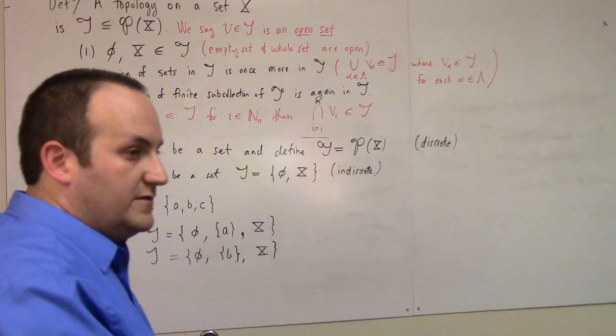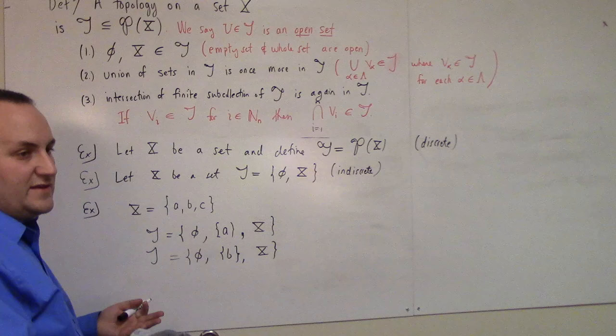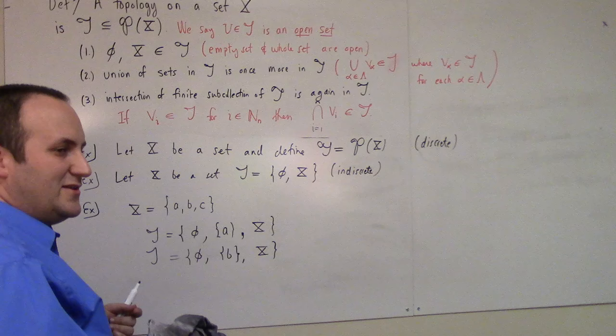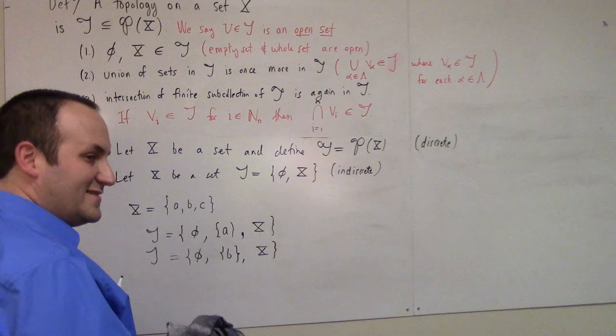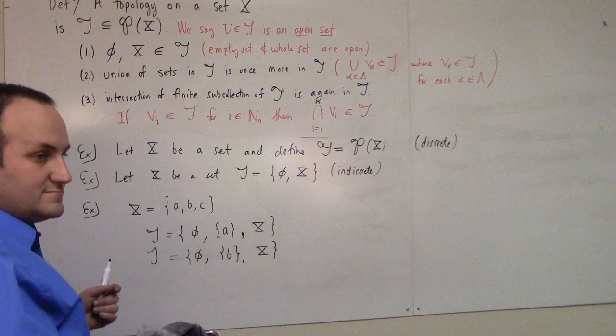Generally speaking, there are infinitely many different possible topologies for an infinite set. I never tried to think about enumerating them. I'm not sure that would be a thing you could do. So the number of topologies is just the value of the power set.